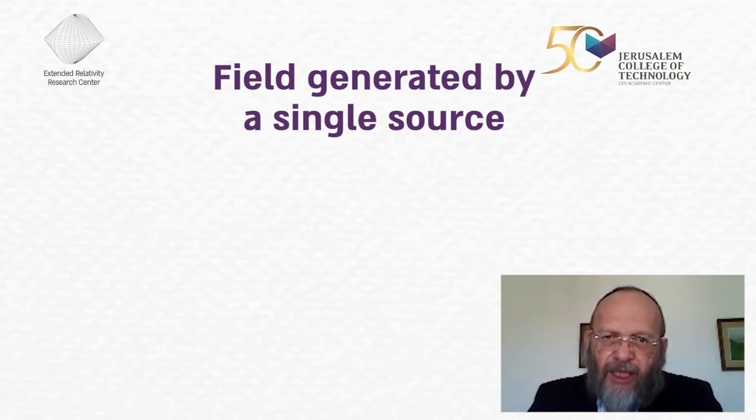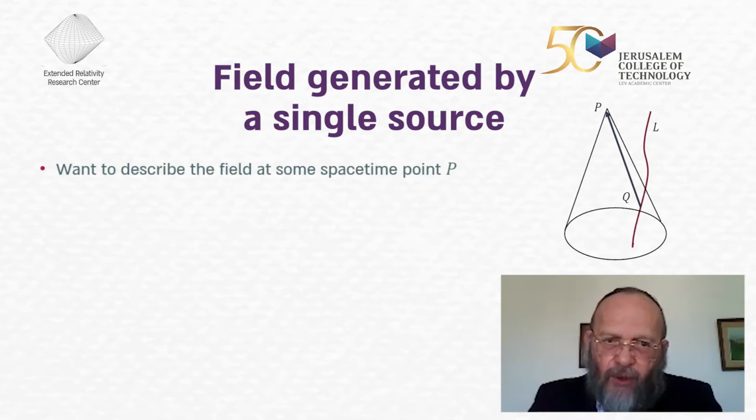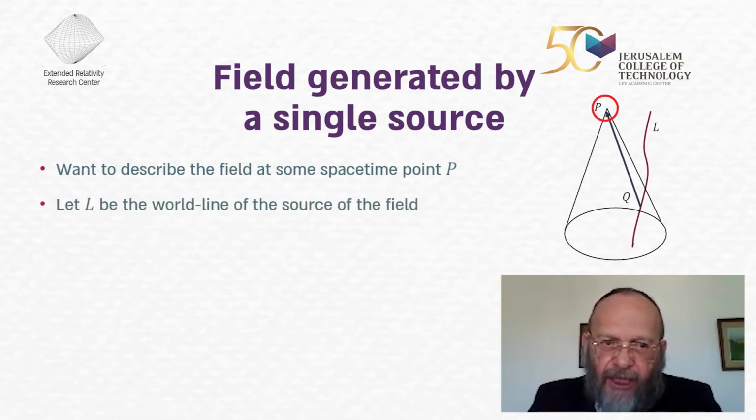So, a field generated by a single source. We start as follows. You want to describe the field at some space-time point P. And the field is generated by a source, which has the world line L. So we assume in this setup that we know what happened with the source at different times.